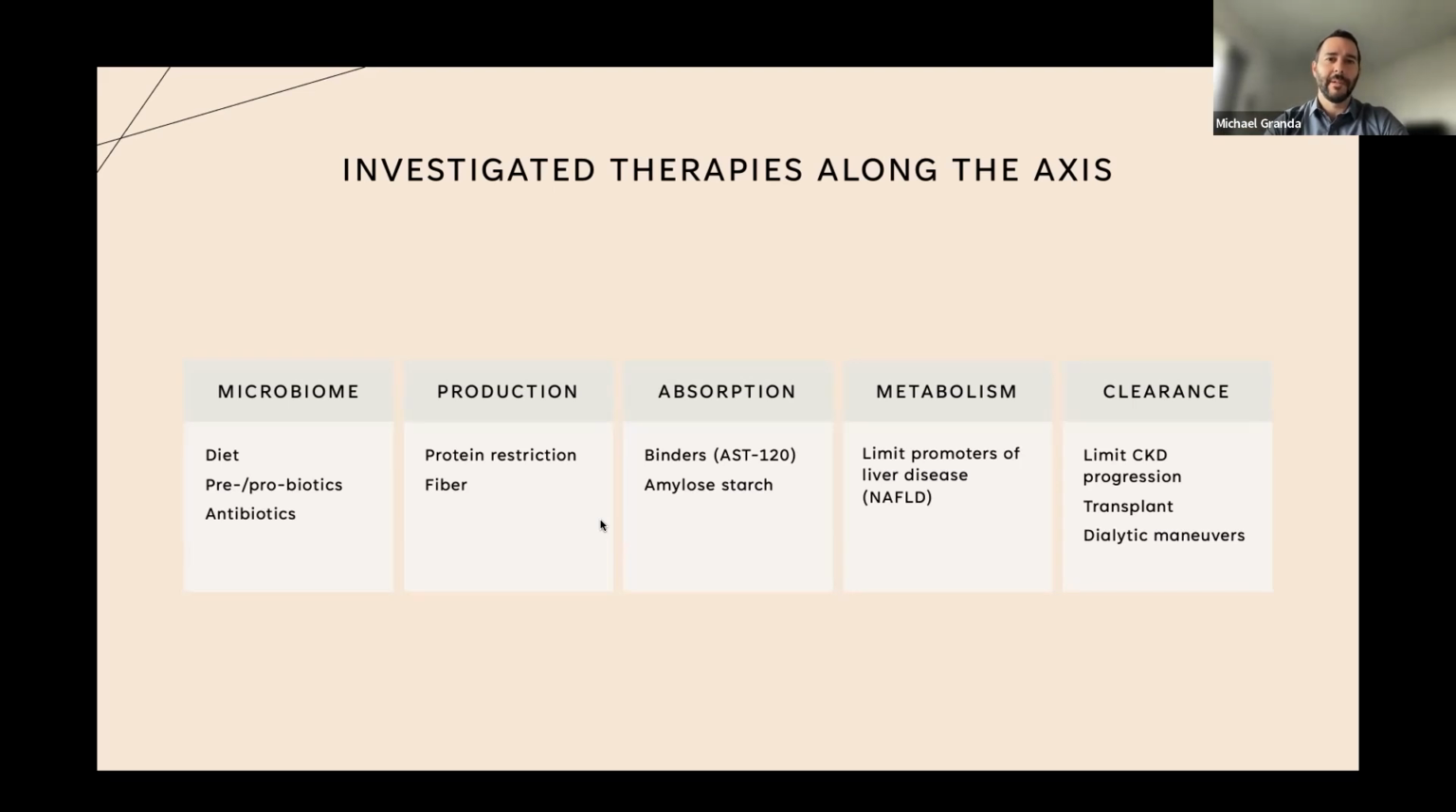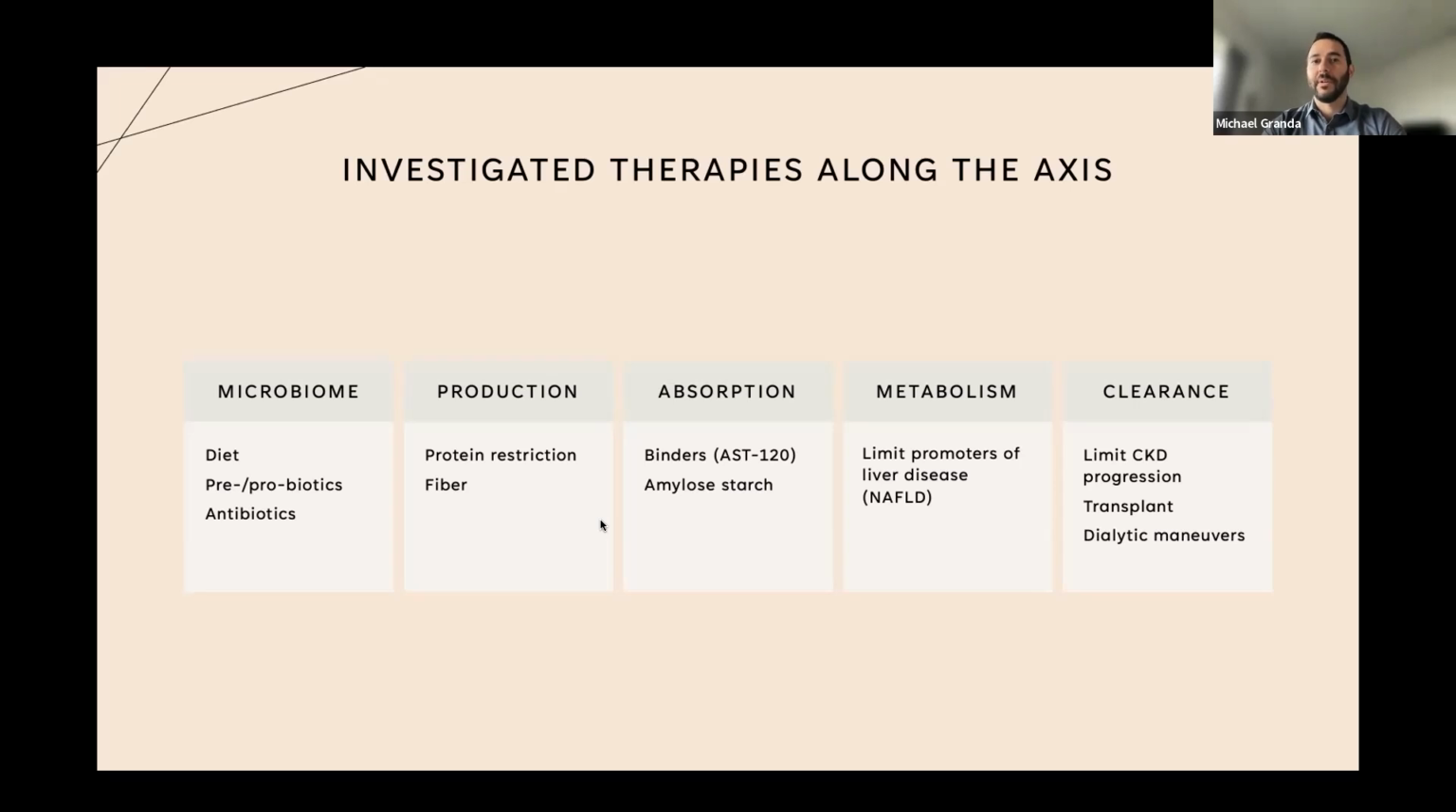In terms of the transformation of the solutes, really the main strategy is to limit promoters of liver disease. In particular, there's an association between CKD and non-alcoholic fatty liver disease. So monitoring patients and limiting the progression of liver disease might be another strategy. And then finally, for clearance, obviously limiting CKD progression is important to us.